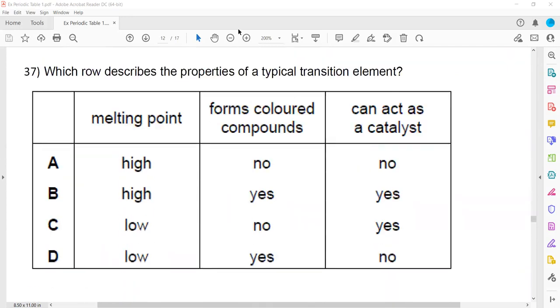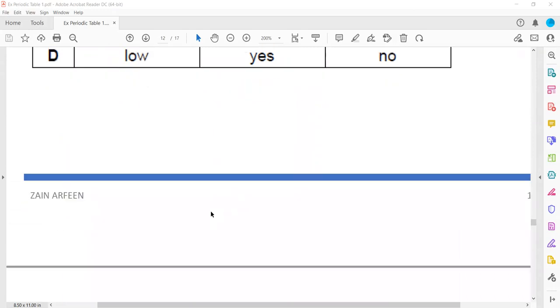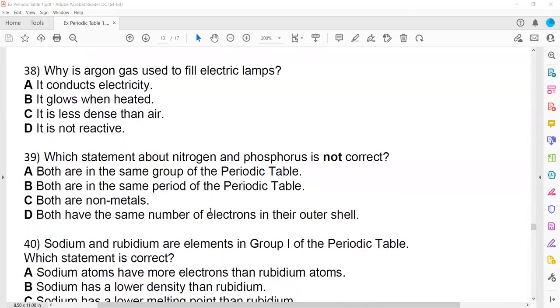Then, which row describes the properties of a typical transition element? The melting point should be high, they should form colored compounds, and they can act as a catalyst. So it should be high, yes, yes. So B will be the right answer. Even transition elements or their compounds, both can be used as a catalyst.